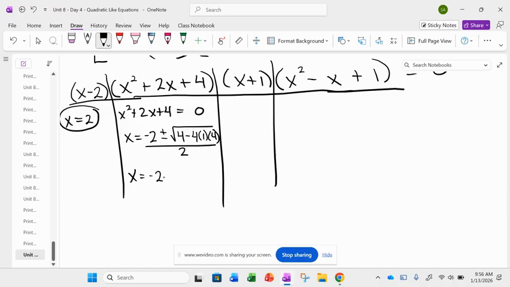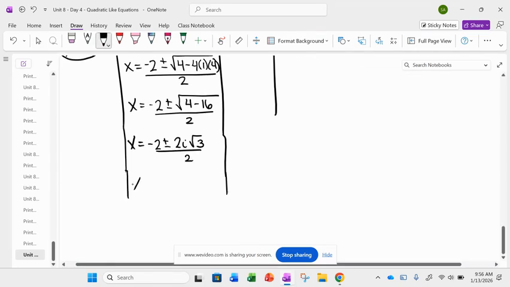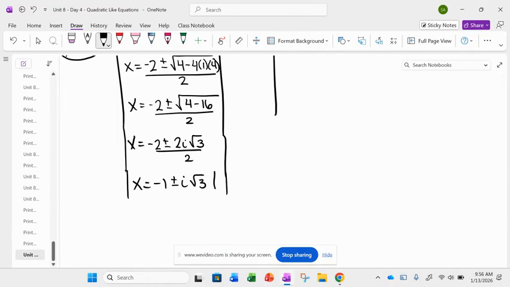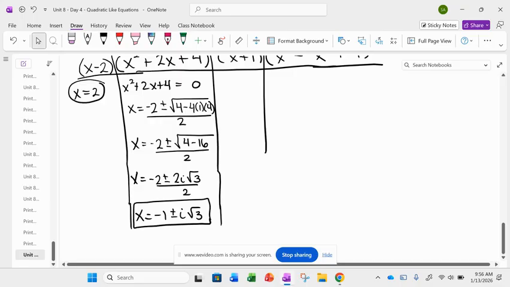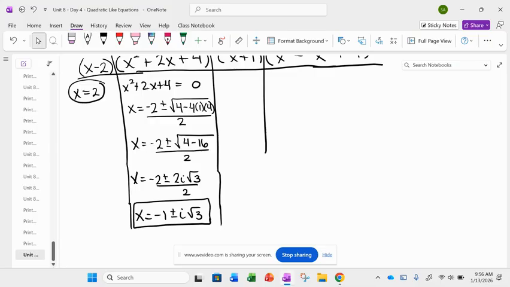So we're going to get x is equal to negative 2 plus or minus the square root of 4 minus 16 all over 2. Now we're going to get x is equal to negative 2 plus or minus 2i, because it's going to be a negative 12. So 2i root 3 all over 2. So x is equal, if we pull out a GCF of 2, negative 1 plus or minus i root 3. That's 2 solutions right there. So those are the first 3 solutions. Yes. Yeah, if you wanted to, you could use complete the square.